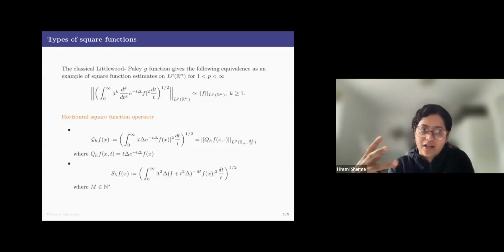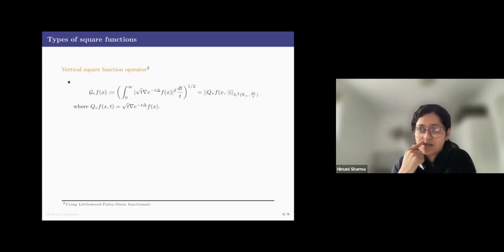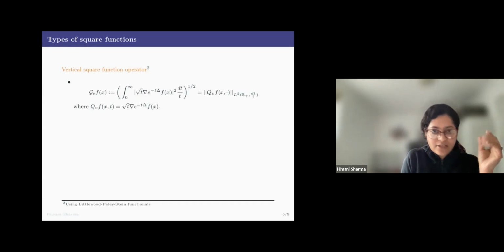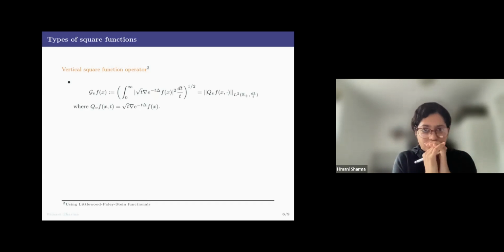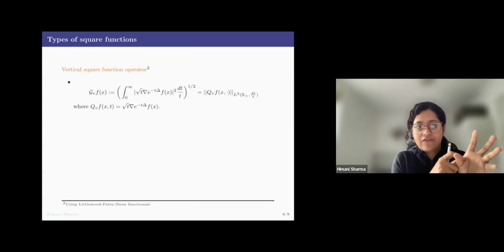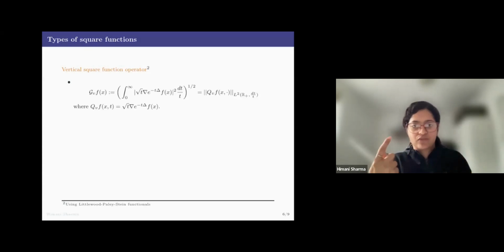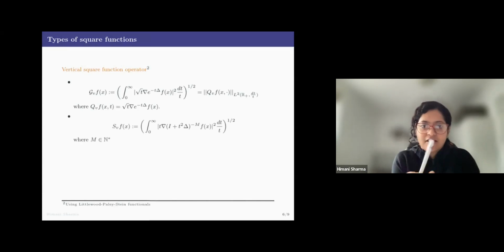We can also define another square function operator, which is called a vertical square function. This is done with the help of space derivatives. Again, we are defining another integral, but the only difference here is that we have a nabla here. And instead of having the same power as this, we always take a power less than that. When we have this square function operator, we can also have another operator in terms of the resolvent, which is given in this particular way.